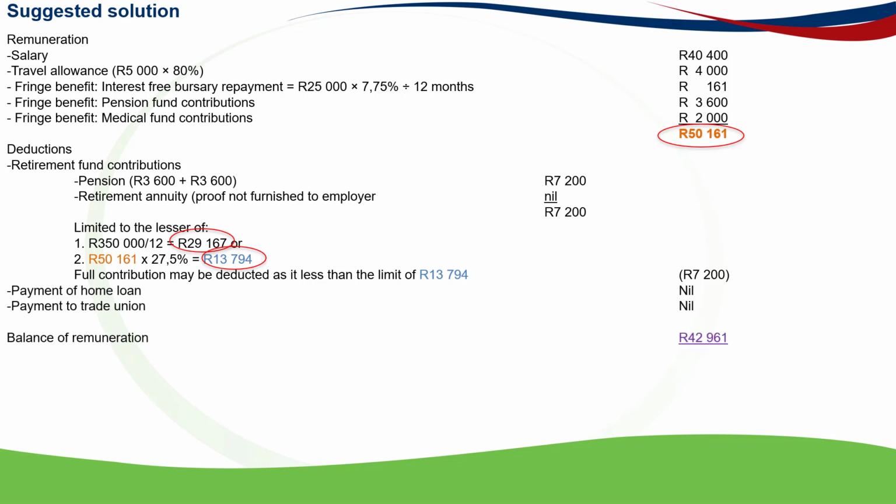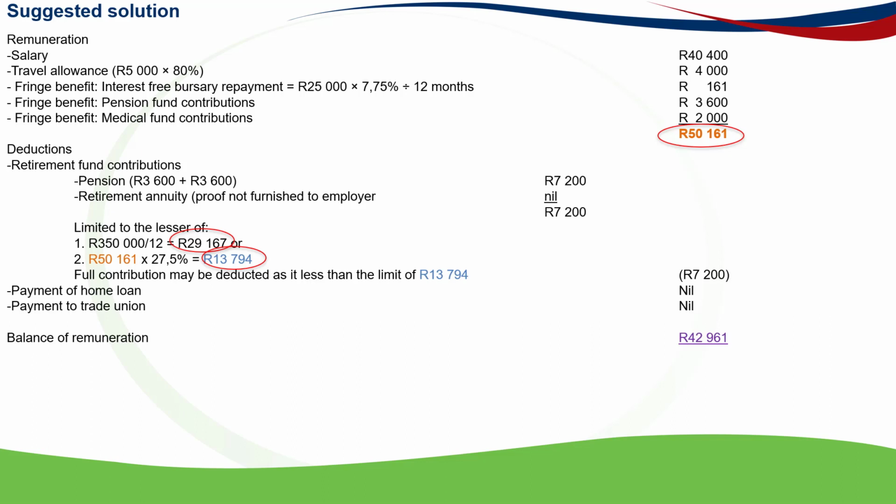The payment of the home loan as well as the trade union payment will not be allowed as deductions for employees' tax purposes, resulting in the monthly balance of remuneration of 42,961. Remember, these amounts are given monthly, so these are monthly amounts. We need to then convert these monthly amounts to the annual equivalent of remuneration so that we can calculate the normal tax on the amount.